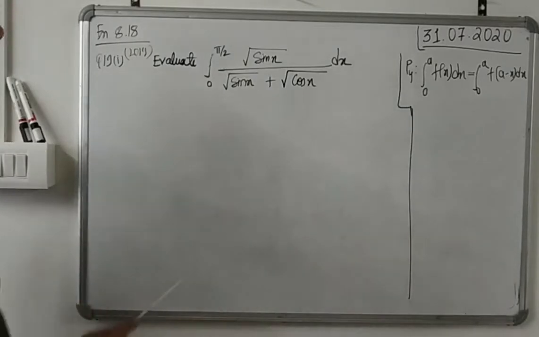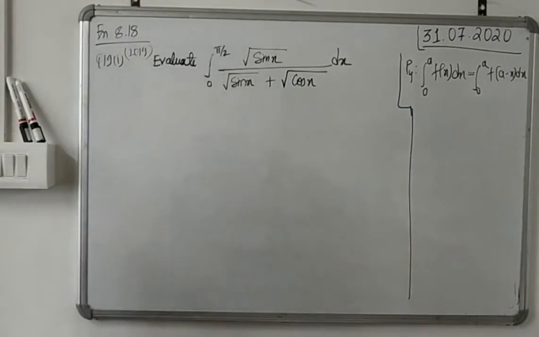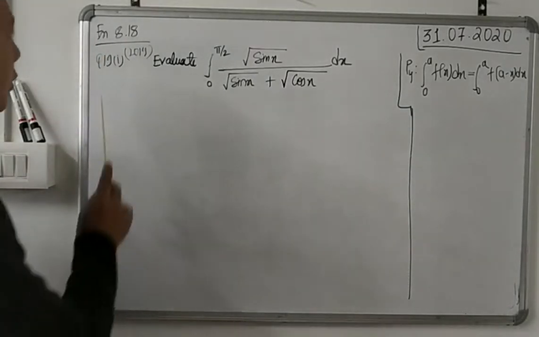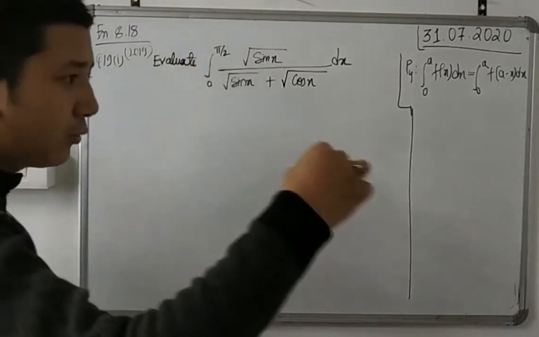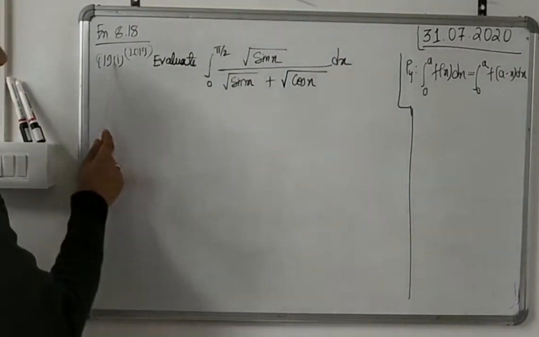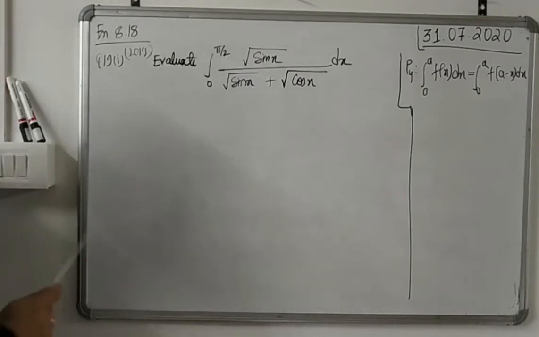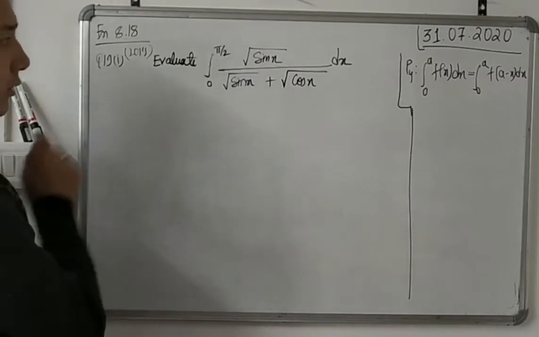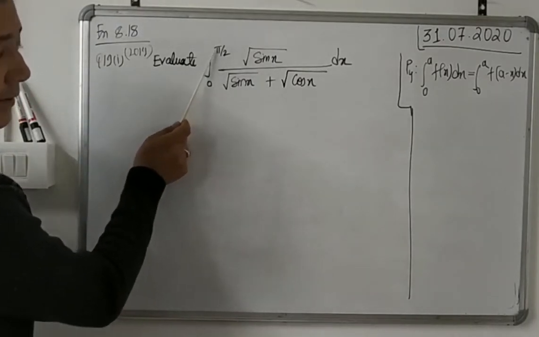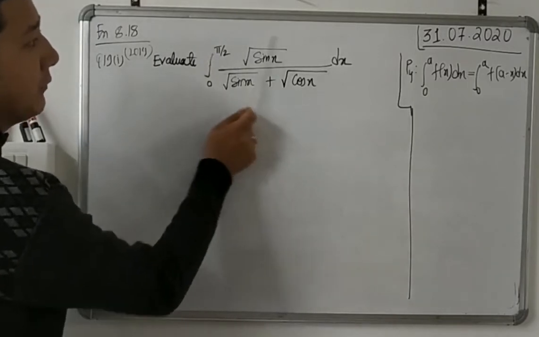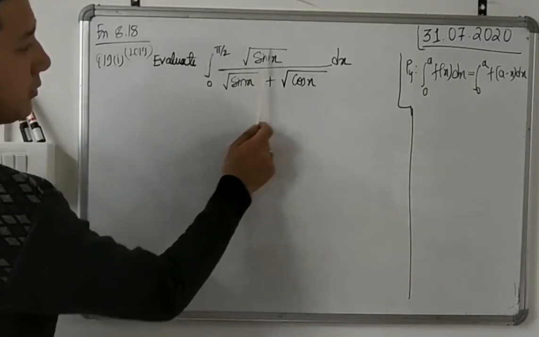Now come back to exercise 8.18, and the question we are starting with is question number 19. Please mark those questions which we are doing. This question has already come in 2014. The question says integrate 0 to pi by 2, the function given to us is sin x divided by root sin x plus root cos x.